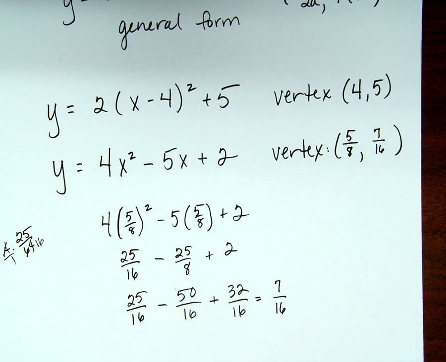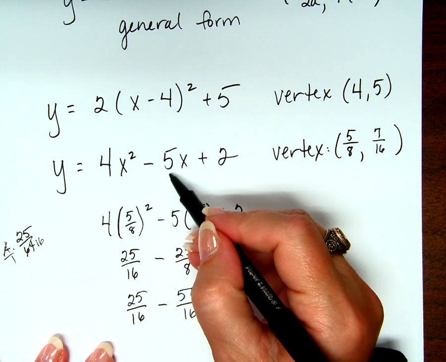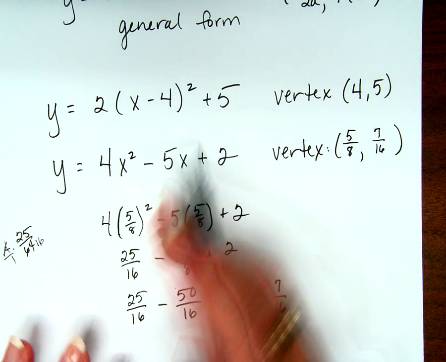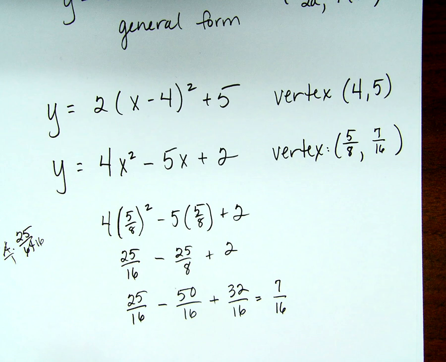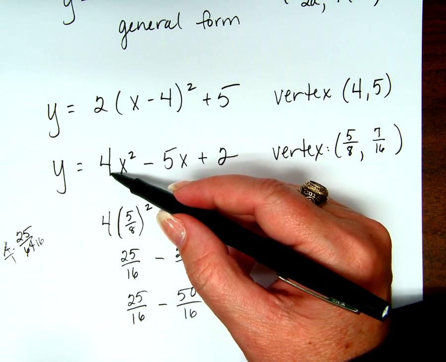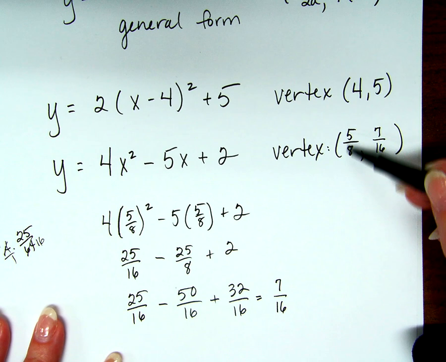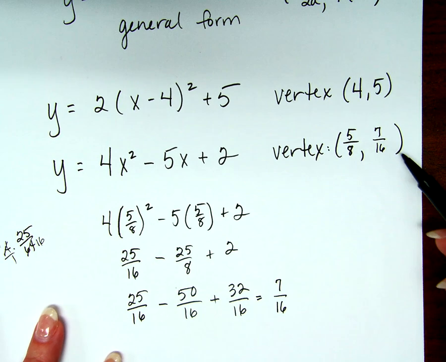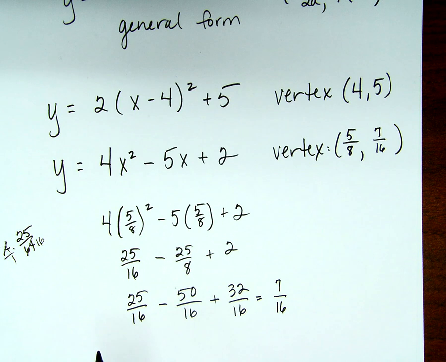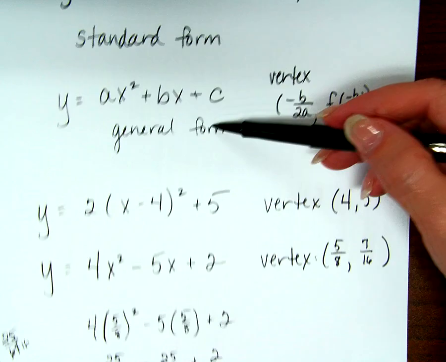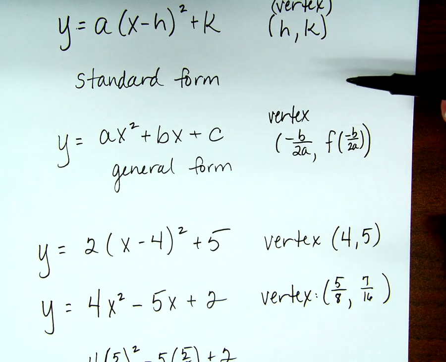Did I choose a hard one on purpose? Yeah, right, because you could do the easy ones. If this was a 2 and this was a 1, that would be super easy, wouldn't it? Negative b would be negative 2 over 2 times a, which would be 2. So my vertex would be at 1, or my x-coordinate would be at 1, and then I just plug 1 in for x to find my y value. Yes? Okay. So a vertex, no matter if it's standard form or general form, is an important characteristic, isn't it?